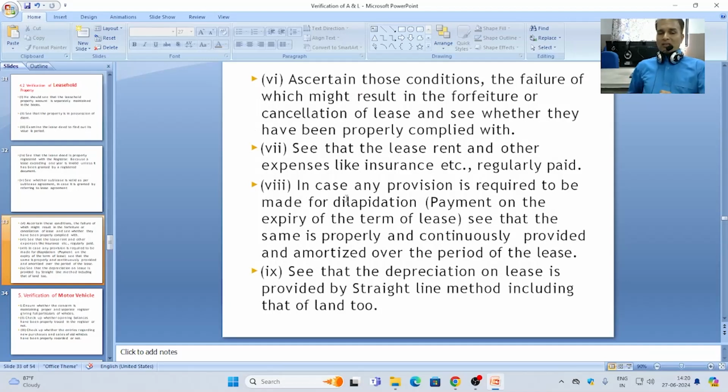So these are the points that should be kept in mind, or with the help of this process, an auditor can perform verification of leasehold property in a better way.